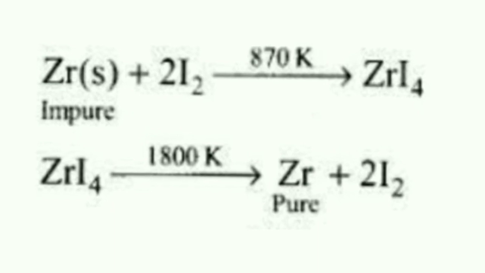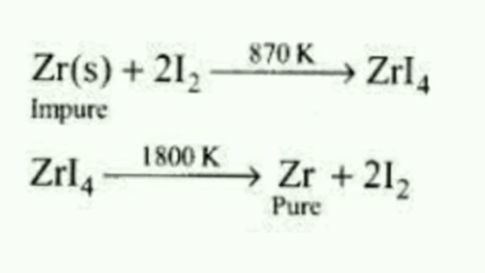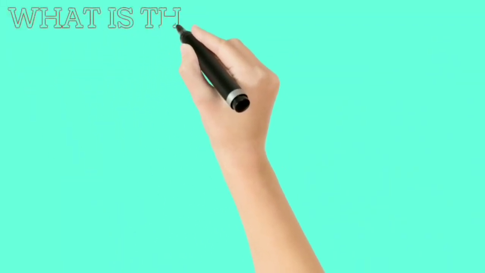It should be treated with iodine. We will get zirconium tetraiodide as a volatile compound. Then this on decomposition will give pure zirconium.